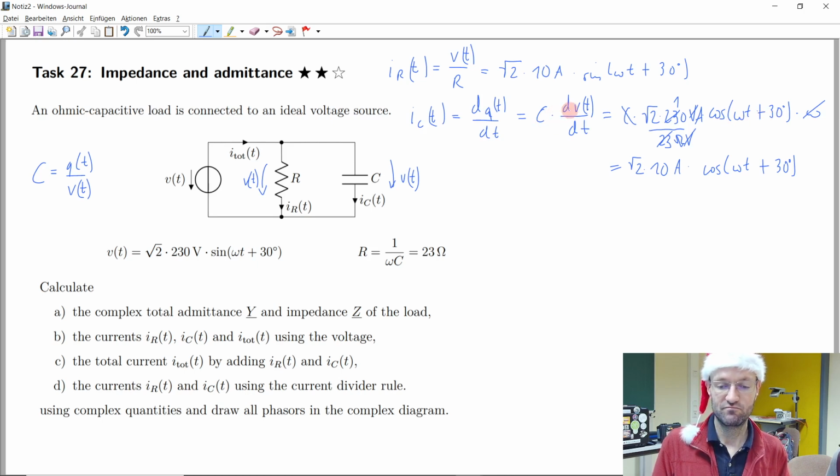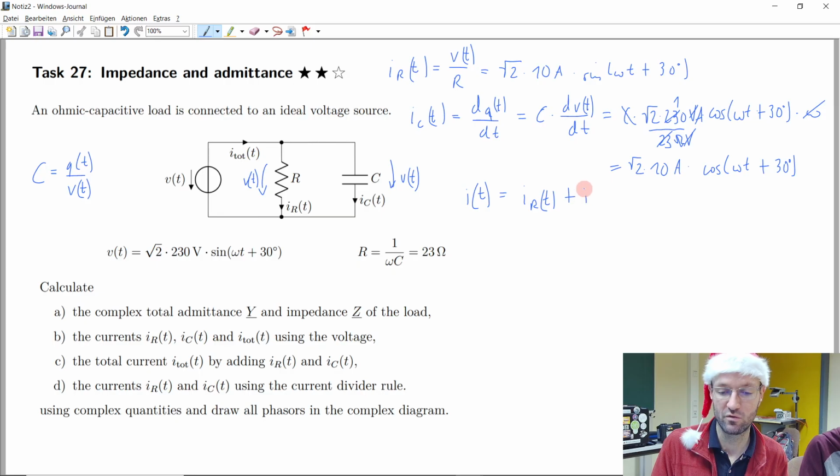And yeah, so now we have the time function of the current through the resistor and the time function of the current through the capacitor. So now, of course, we could also write something for the total current. If we take Kirchhoff's current law for this circuit, the total current is the sum of the partial currents, or the sum of these individual currents.